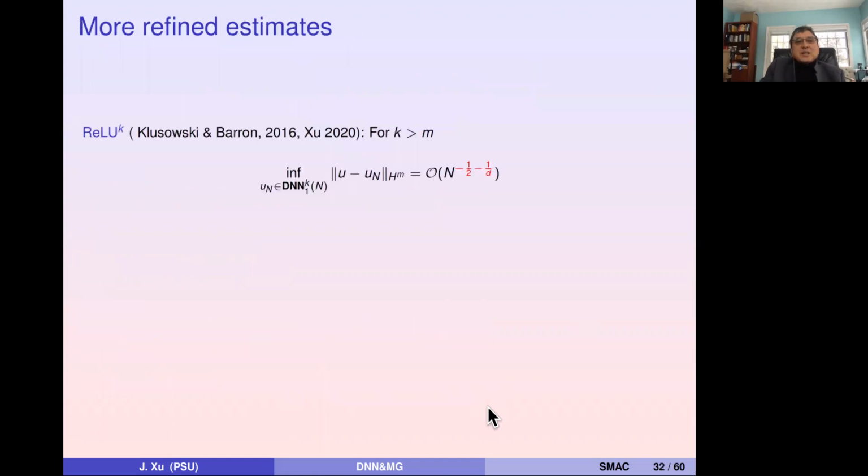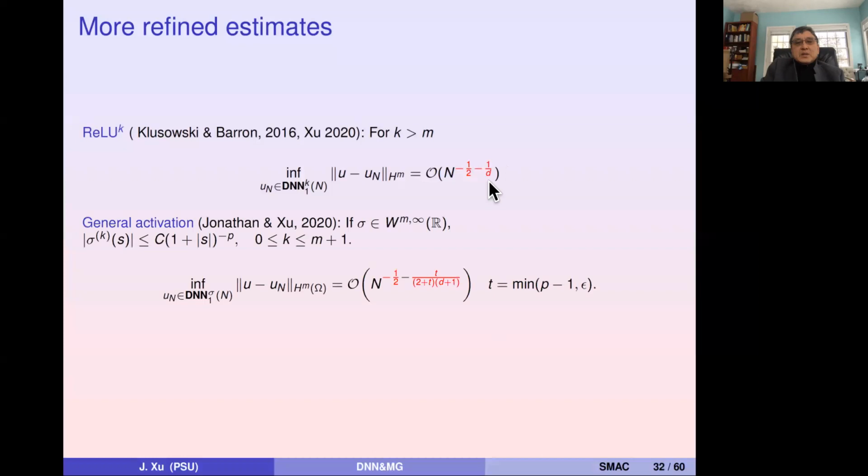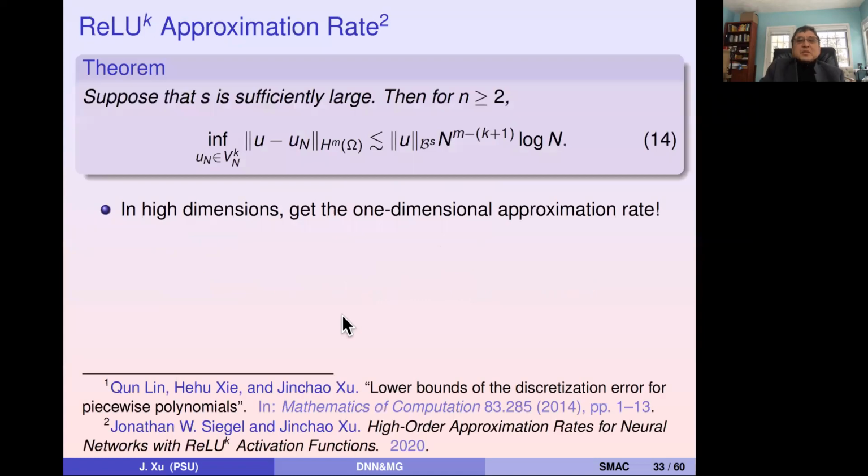Now we can do more refined analysis. Suppose you reduce to ReLU to the k, which is piecewise polynomial of degree k, and it turns out you can gain a little bit, like a 1 over d, out of it. When I wrote a paper with my postdoc Jonathan last year, we showed that even for a general activation function, you can improve that. But the most interesting thing I want to share right now is something we recently got.